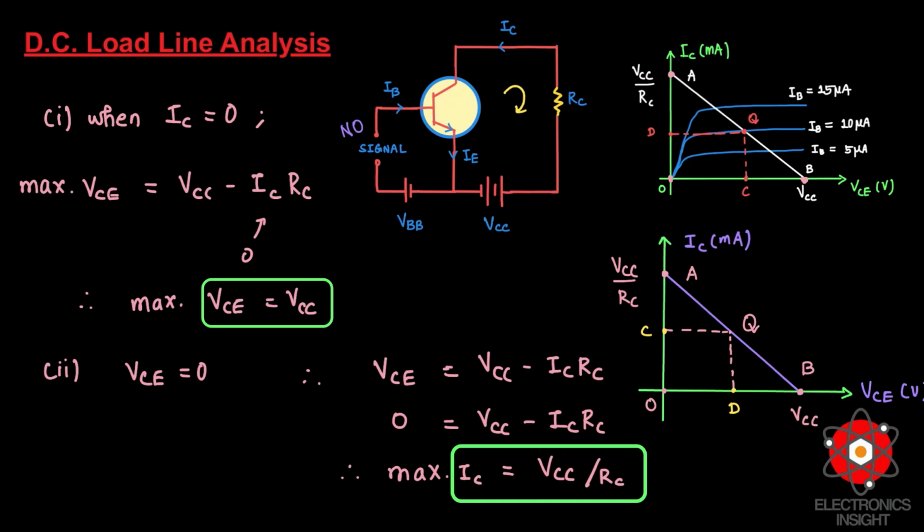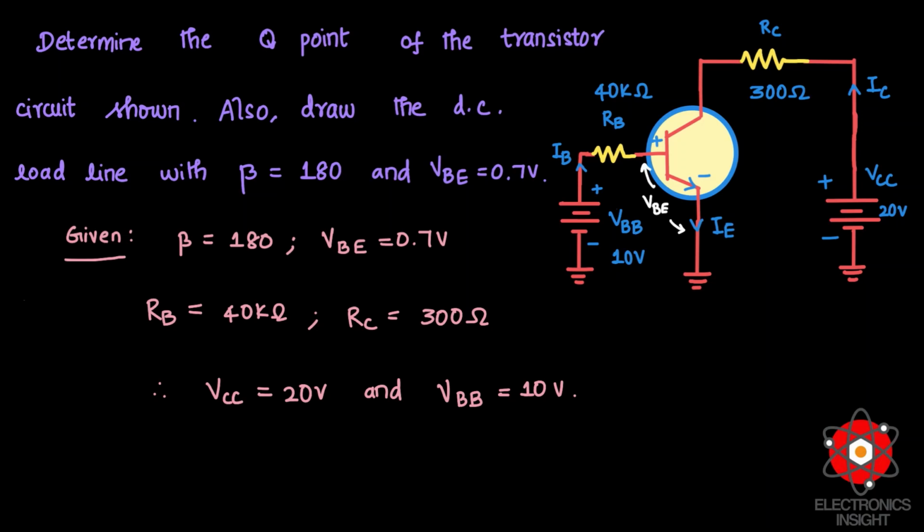Okay, now we will take one problem related to the common emitter configuration, and we will understand the DC load line analysis by estimating the operating points, or the Q points, of the transistor. So now the question is, determine the Q point of the transistor circuit that is shown here. Here again we have considered the NPN transistor.